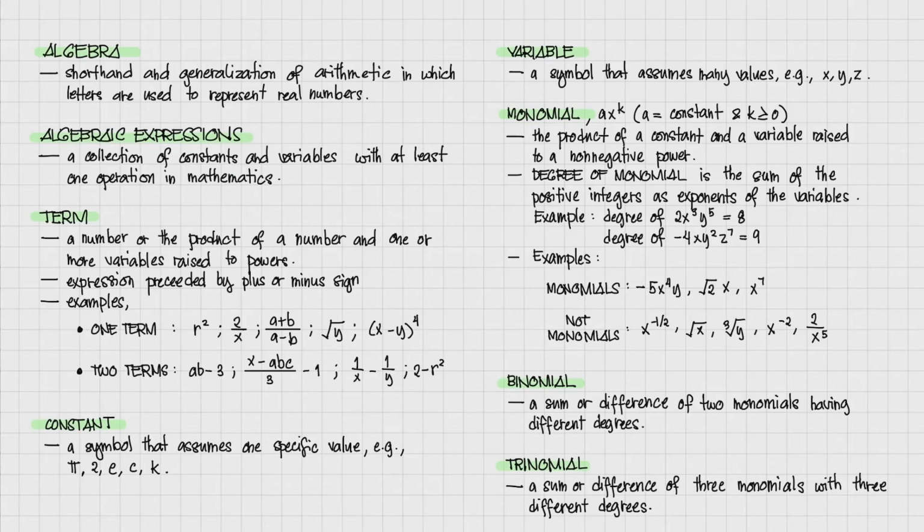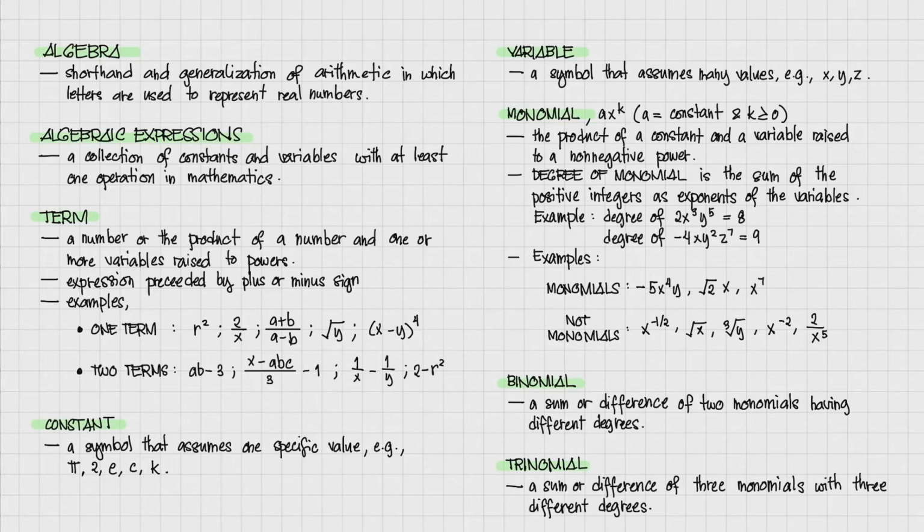Now, what about a constant? A constant is a symbol that assumes one specific value. So you have constants such as pi, the number 2, e, c, or k. And then you have your variables like I explained earlier, a symbol that assumes many values. So you have your x, y, z. You can also have Greek letters here, like your beta, your phi, your rho, your omega. So, they vary.